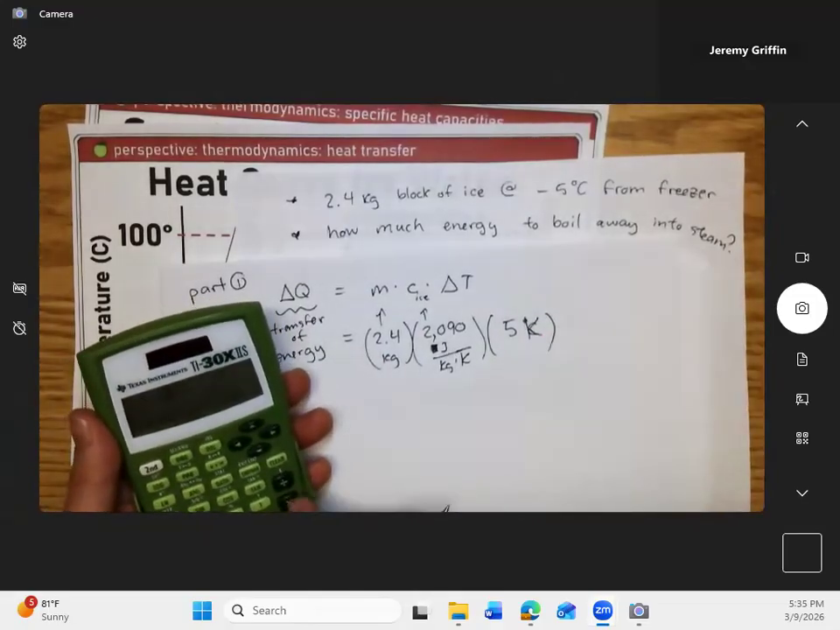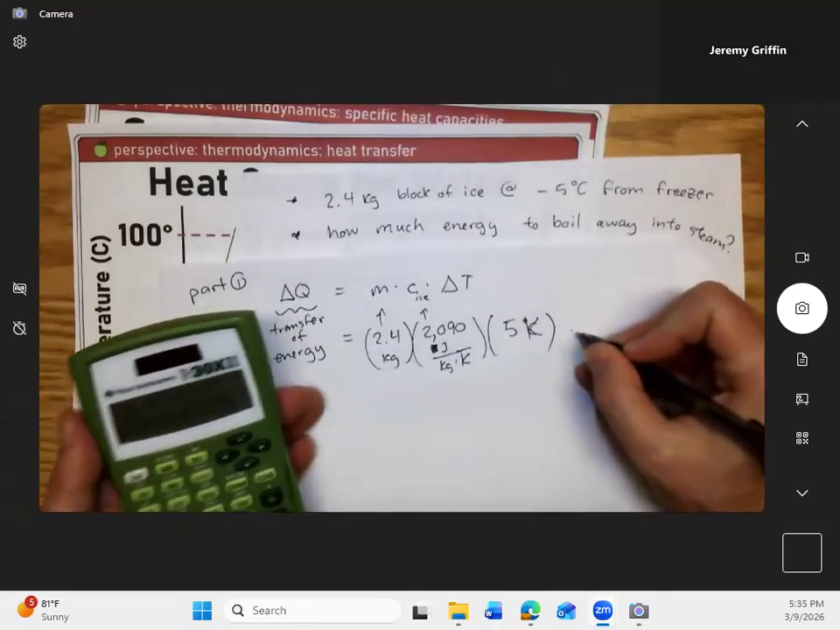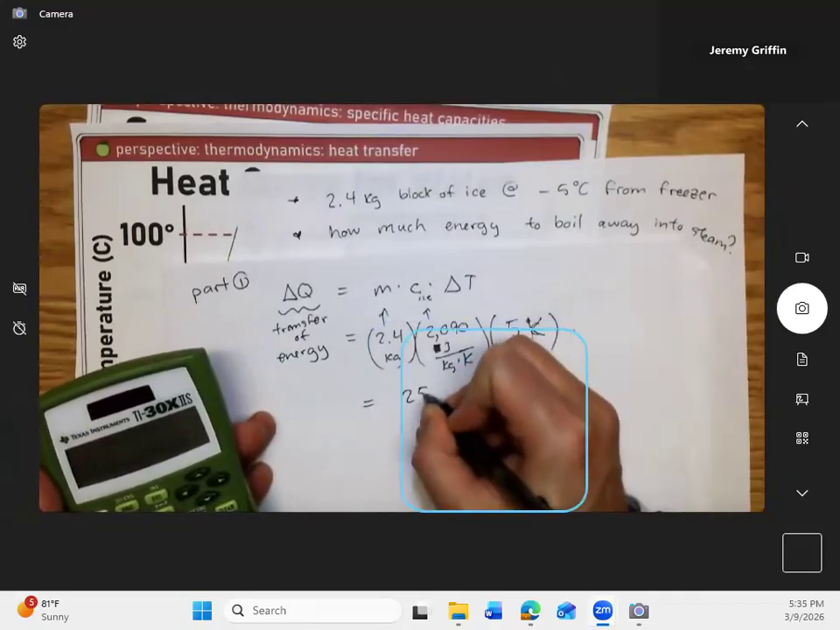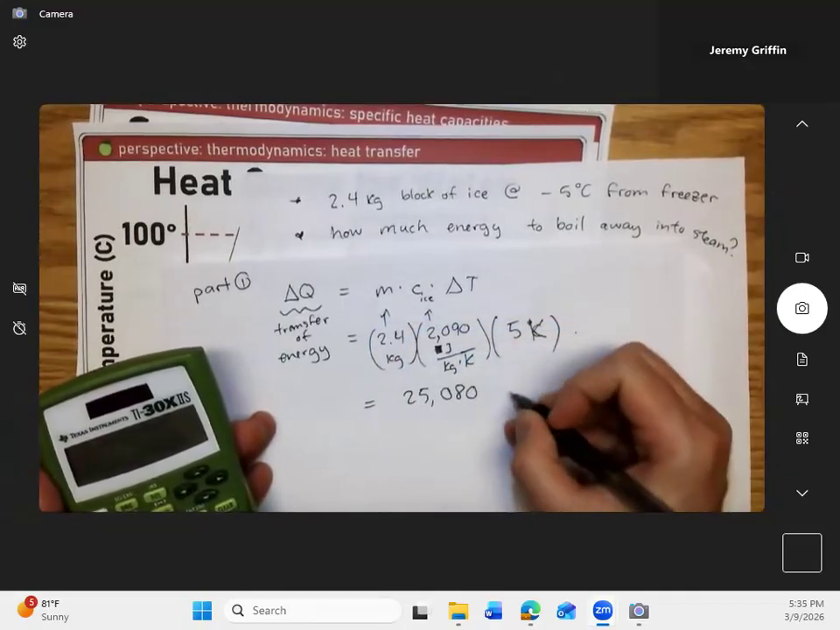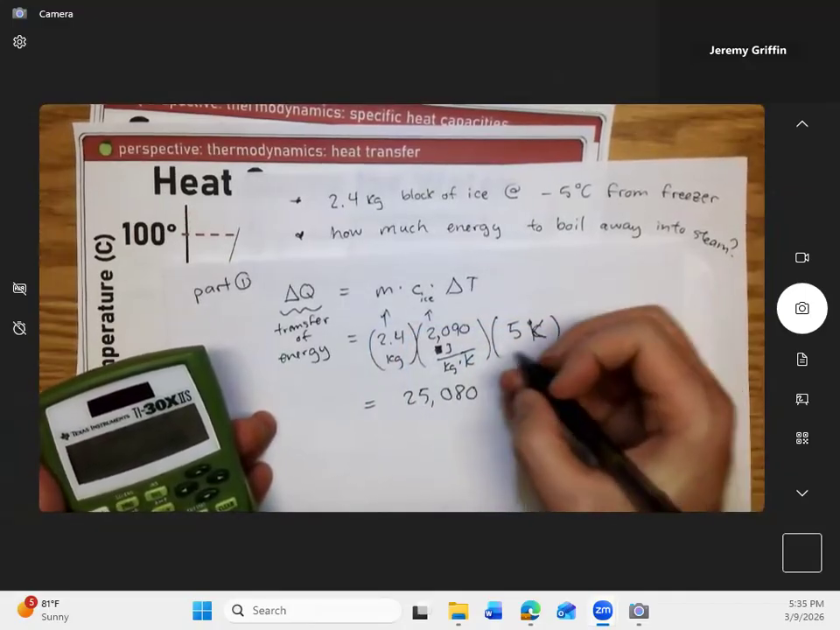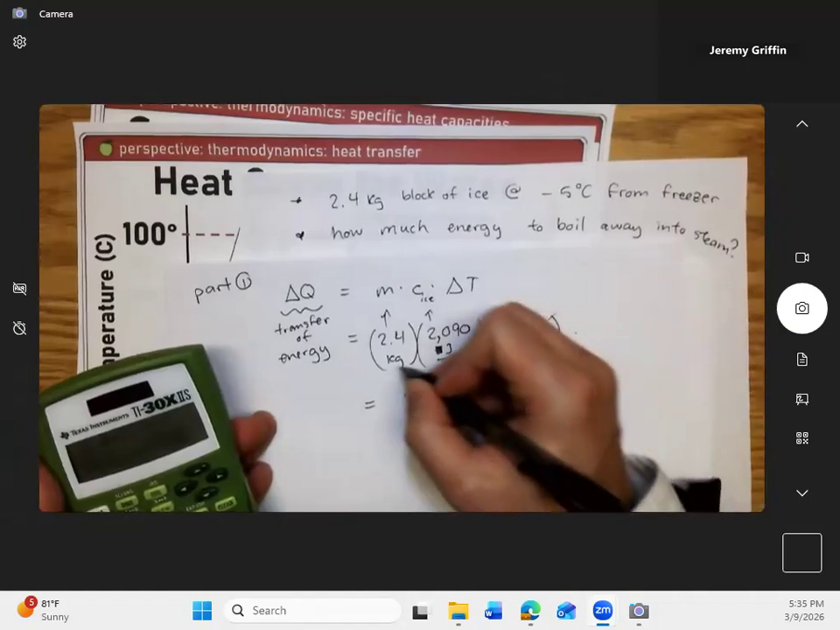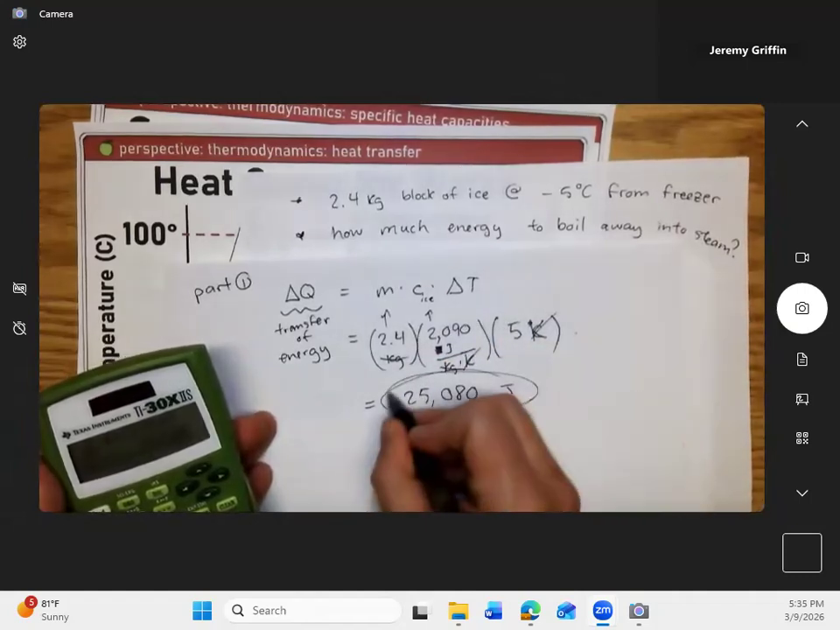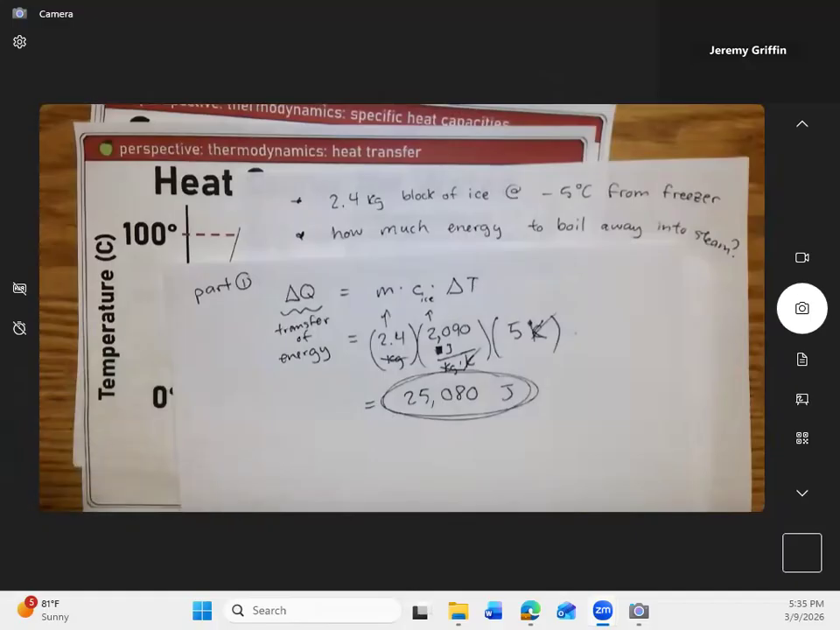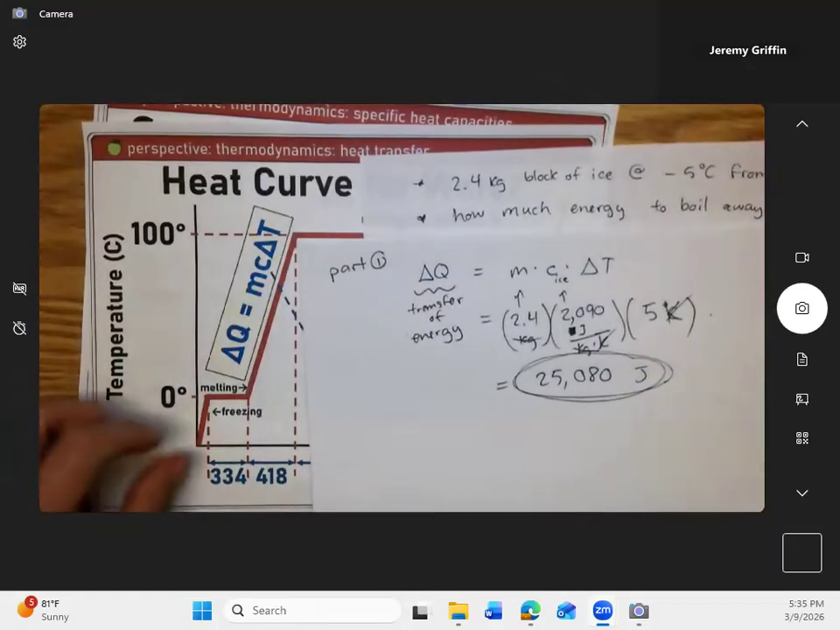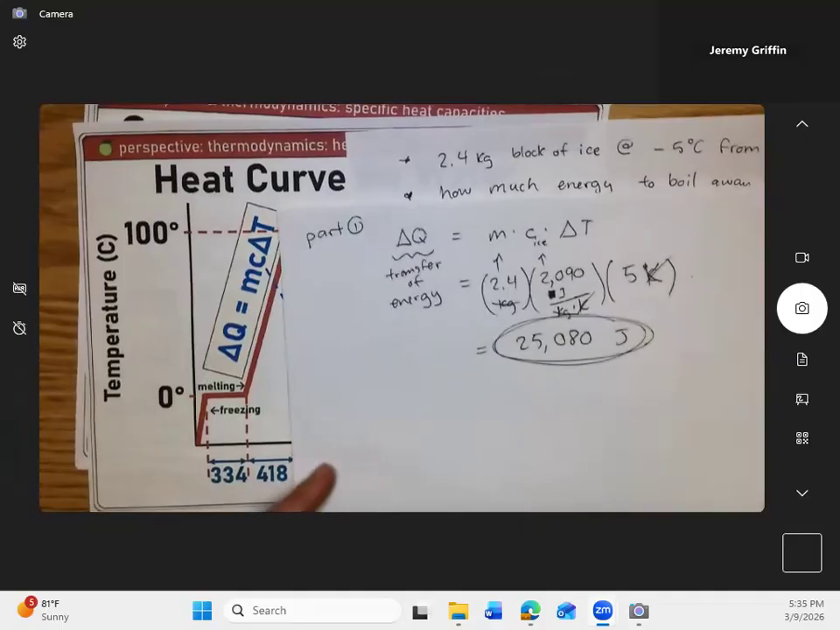All right, so let's try this. Let's go to 2.4 times 2090 times 5. Okay. And this works out to 25,080. Well, it would be joules, wouldn't it? Because the Kelvin cancel, kilogram cancel. Okay. So now we know how much energy during that first leg of the journey, just to bring the ice to begin to melt. And it's just this little bit right here.